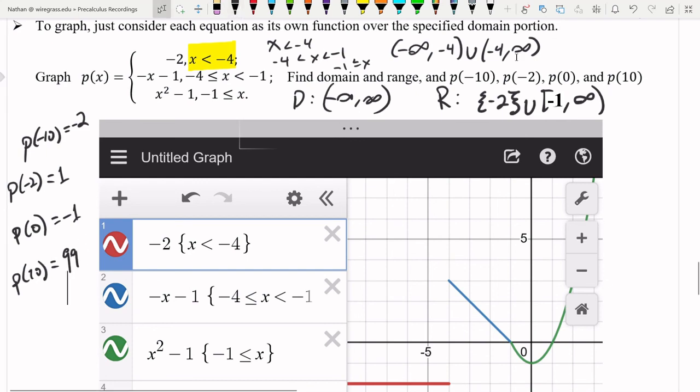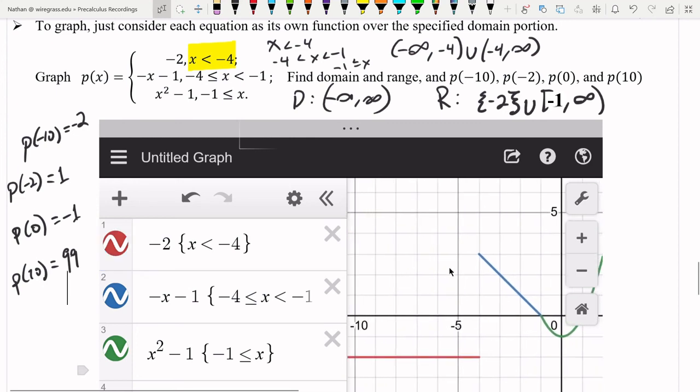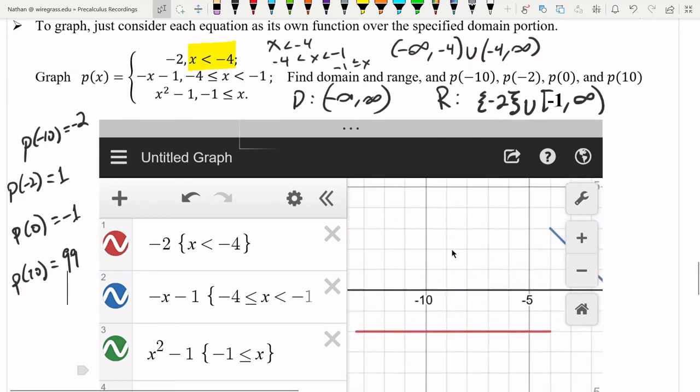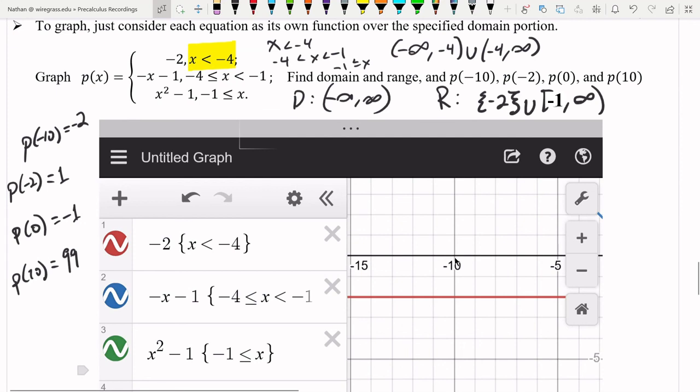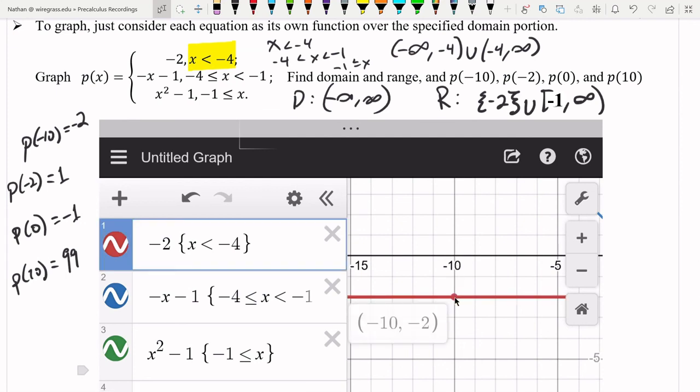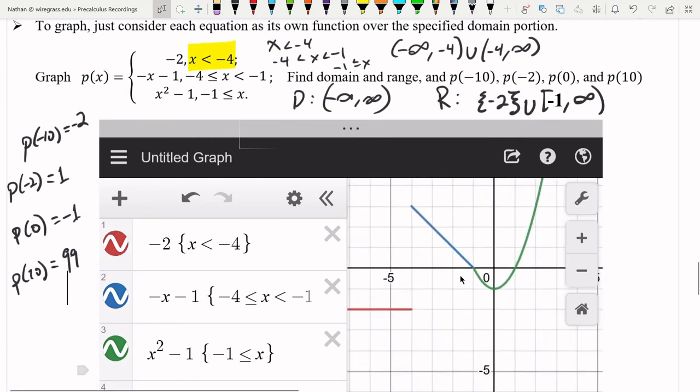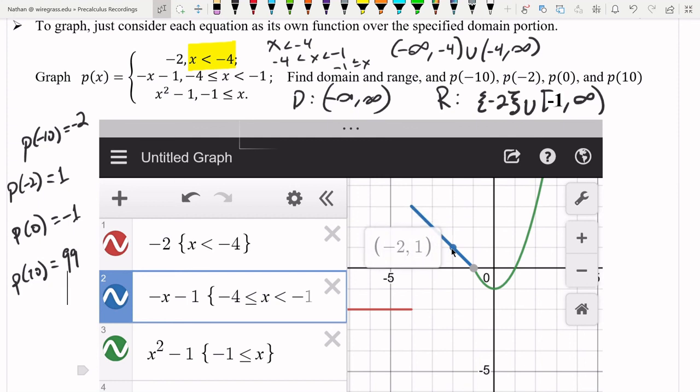Now, you don't have to do this process. We have the graph here, and we can just find the value. So -10 is our input. -10 is right here, and you can see our output is at -2. So we know that P of -10 is -2. The next input was -2. -2 is right here. And looking at that, there's our output. Our output is a +1.